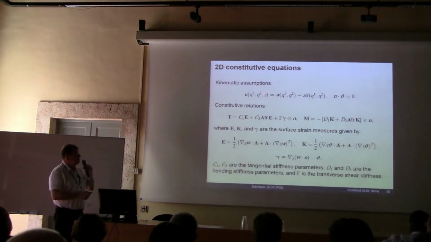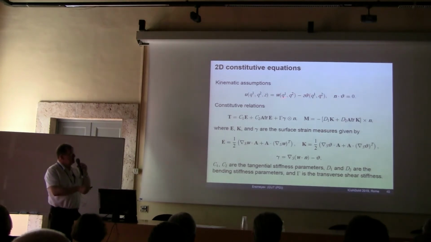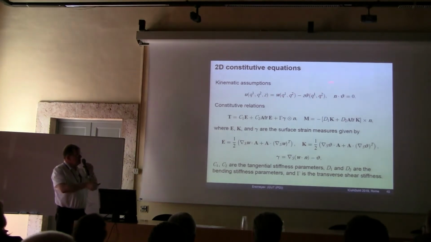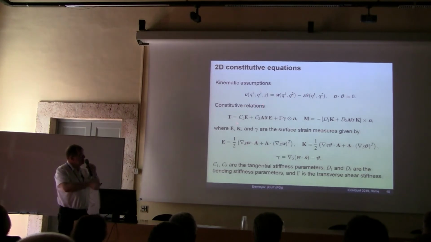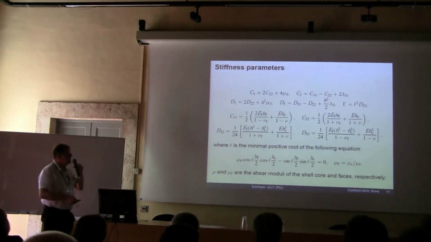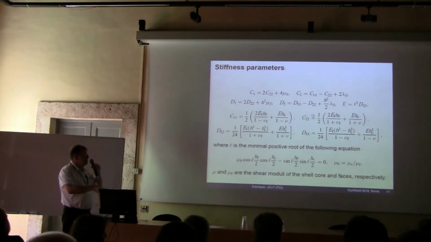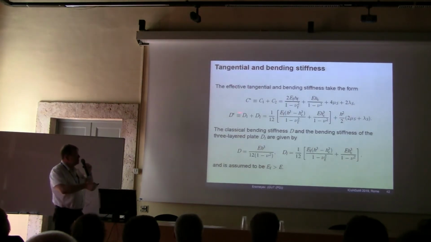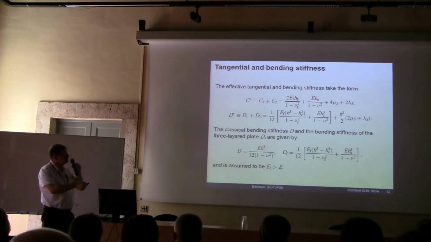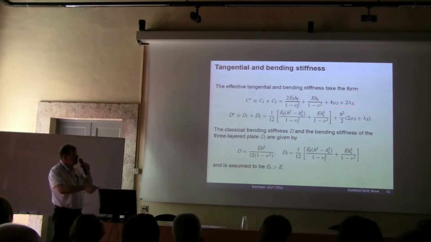And finally, with kinematic assumptions of Mindlin-Reissner or Timoshenko type, we come to the following constitutive equation for stress resultants and coupled stress tensors. Here we have stretching, bending, shearing. We have some coefficients which we obtained here. And finally, we can measure the bending stiffness and tangential stiffness of our shell, which looks like that.